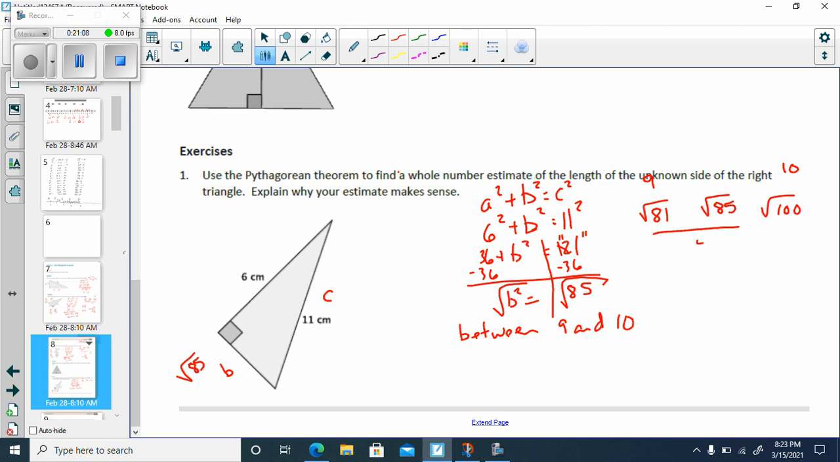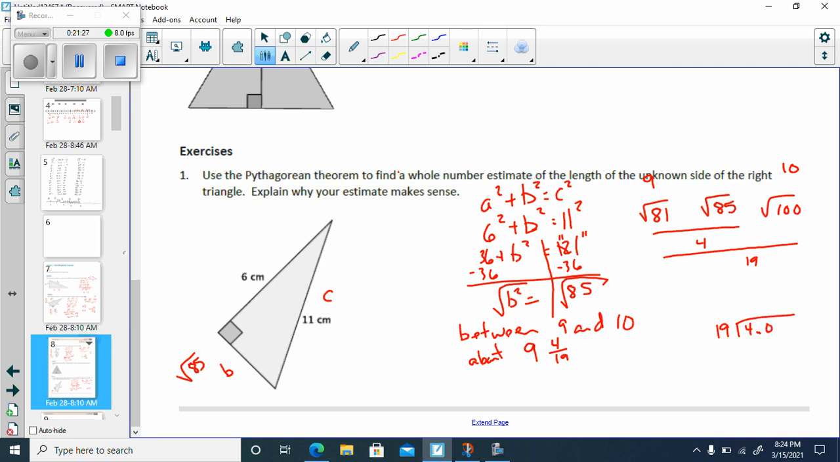The difference here is 4. The difference here is 19. So we're talking about 9 and 4/19. Let's decide what 4/19 is. Let's divide 4 by 19.